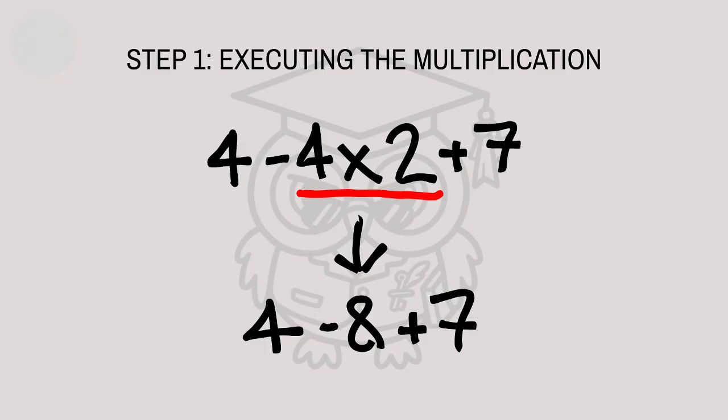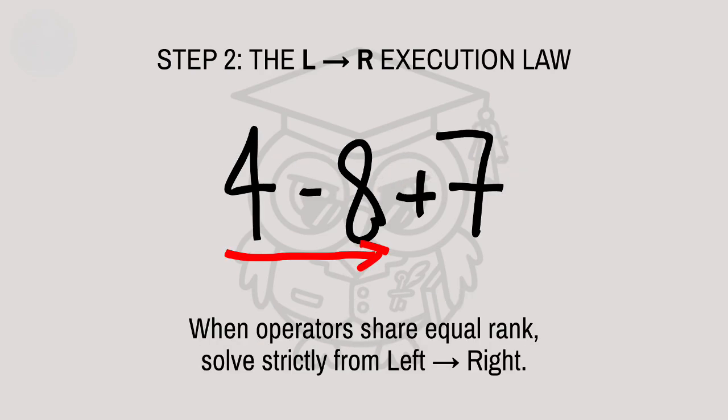Calculate the product in the middle. Multiplying 4 by 2 equals 8. Replace the multiplication block with 8, updating the running expression to 4 minus 8 plus 7. The remaining operations are subtraction and addition, which share the same priority rank. When operators share equal priority, calculate strictly from left to right.